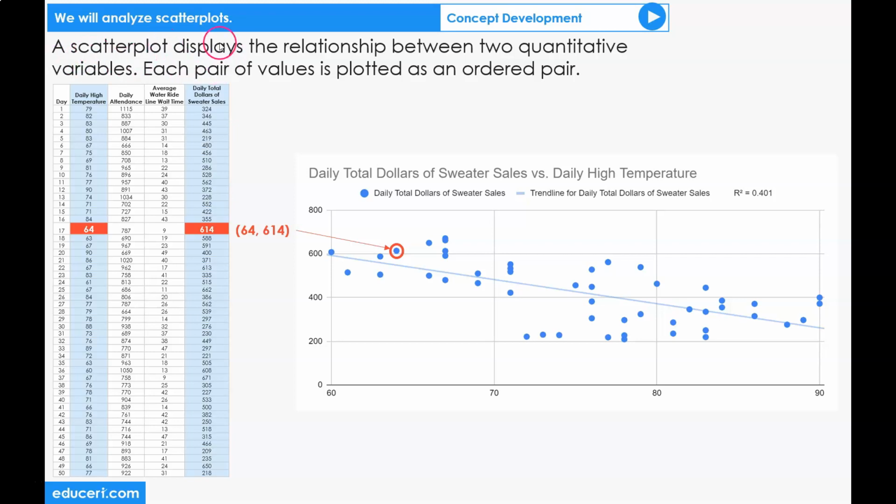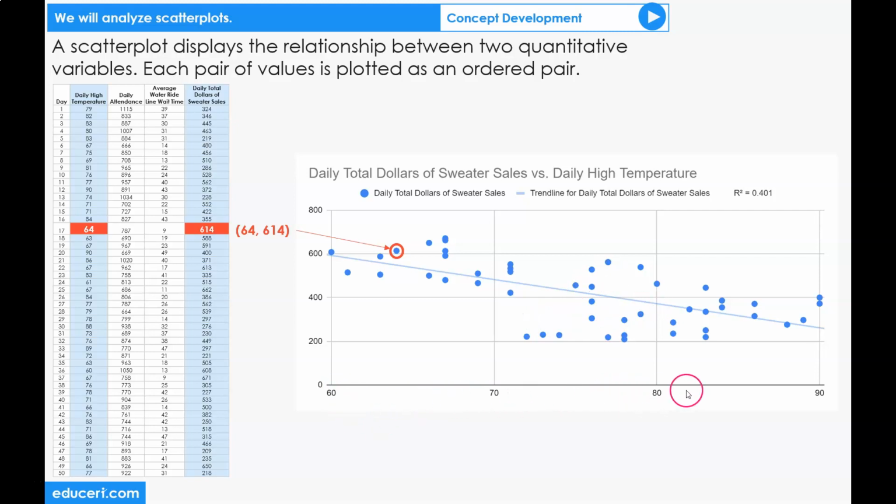A scatterplot displays the relationship between two quantitative variables. The scatterplot below is showing the relationship between the two quantitative variables, daily total dollars of sweater sales and daily high temperature. These two quantitative variables come from our original data set, daily high temperature and daily total dollars of sweater sales. Each pair of values is plotted as an ordered pair, and that is how the scatterplot is created.